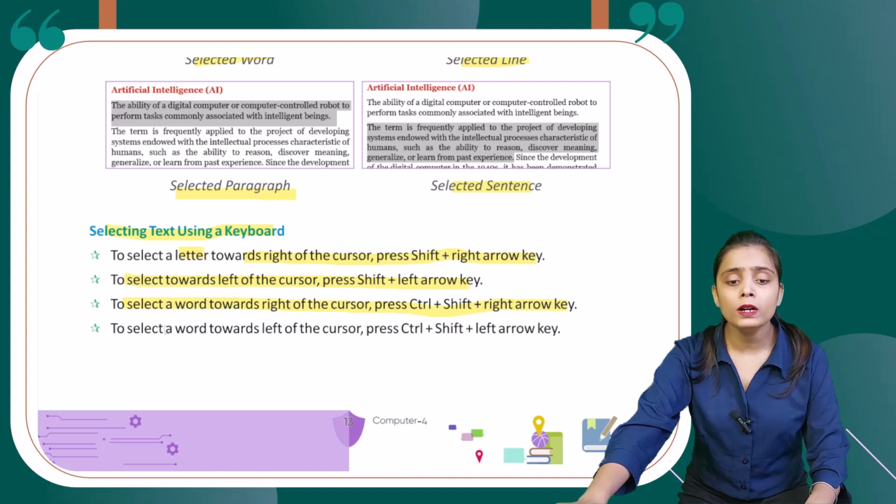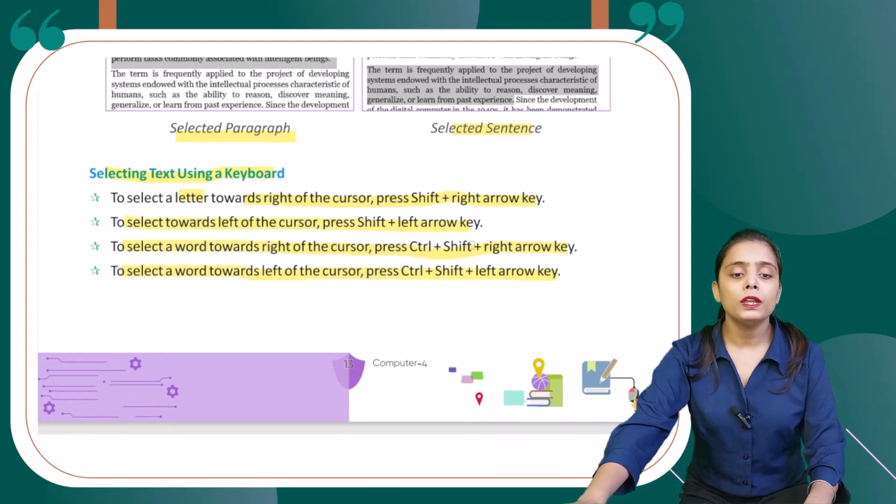This will select a word. And to select a word towards the left of the cursor, press Control plus Shift plus Left Arrow key. So children, here the method has been explained to you.